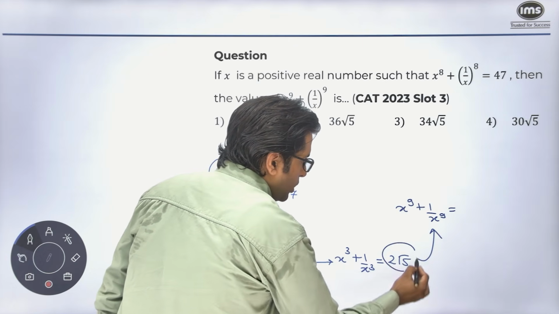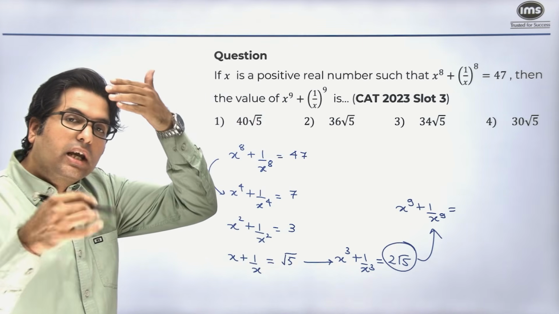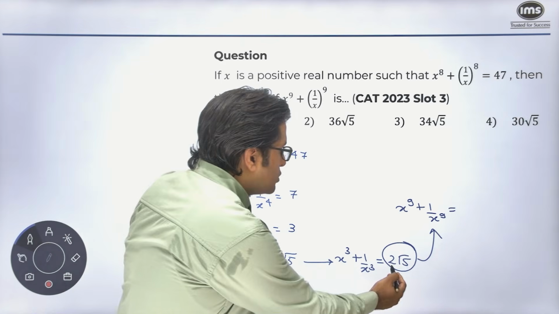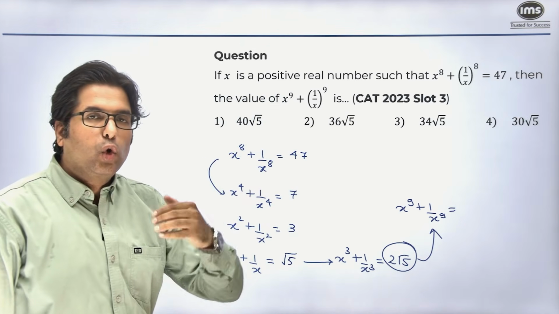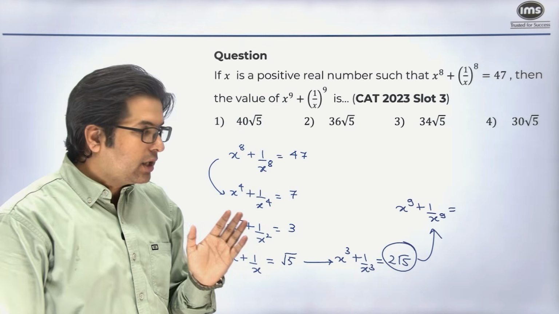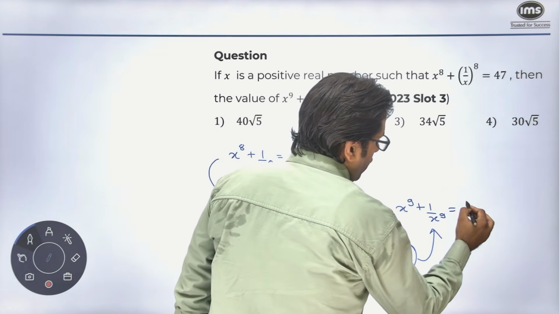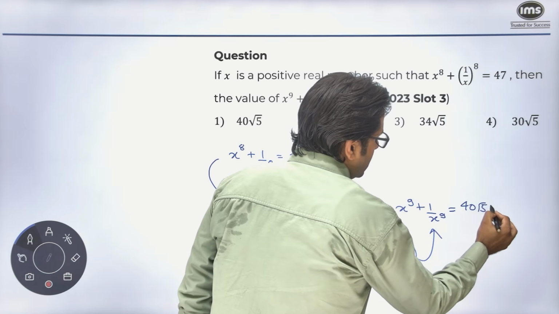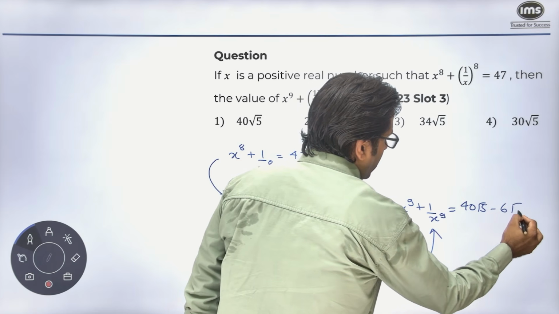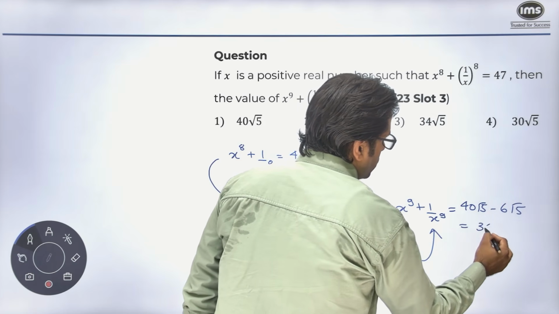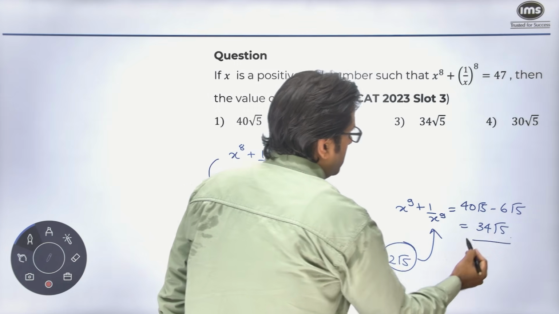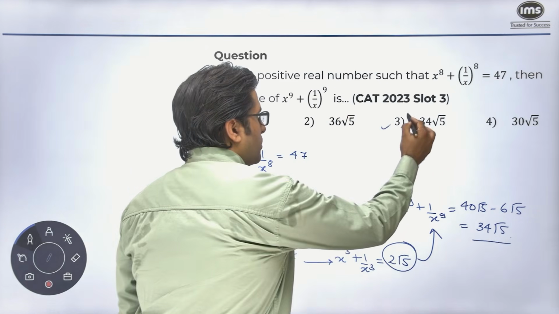I just need to do the same transformation of k cube minus 3k here. So 2 root 5 whole cube. 2 cube is 8. 8 into 5 root 5, 40 root 5. 40 root 5 minus 3 into 2 root 5, which is 6 root 5. Effectively, our answer will be 34 root 5, which is the option. Correct answer is option 3.